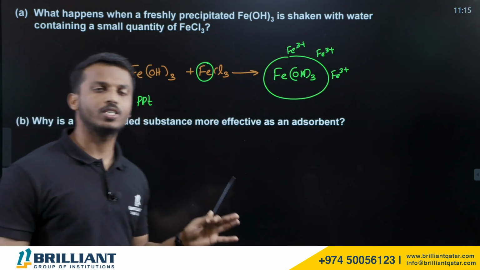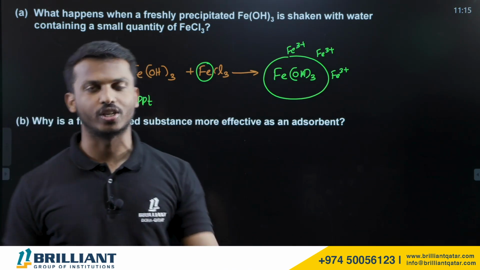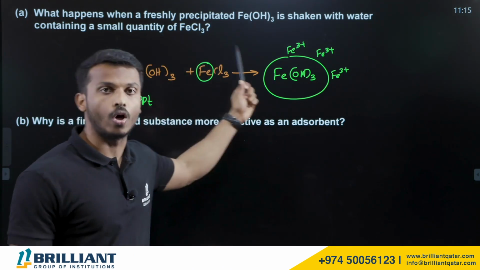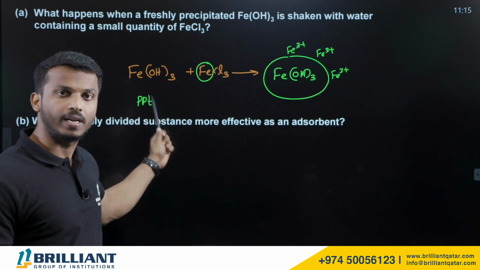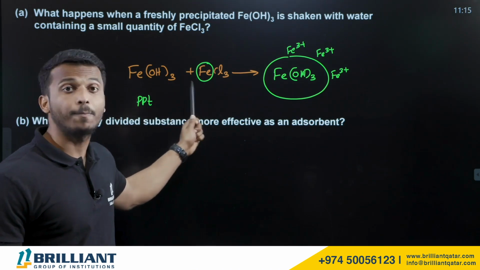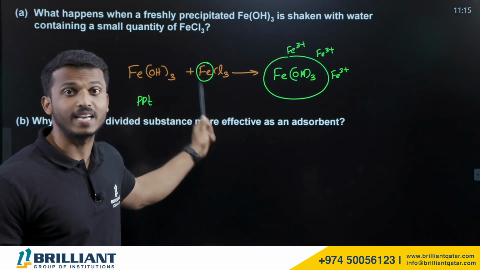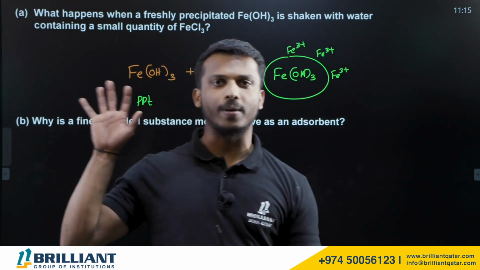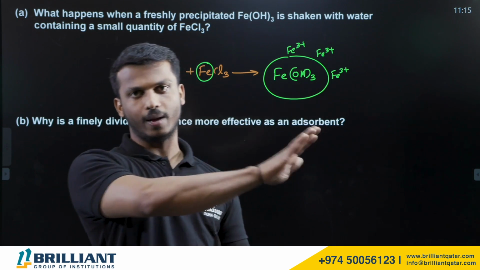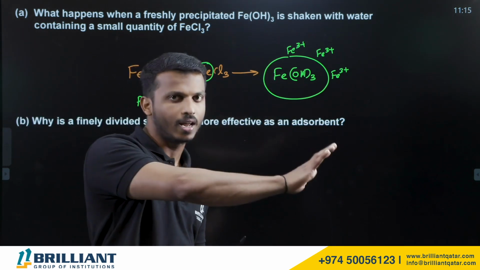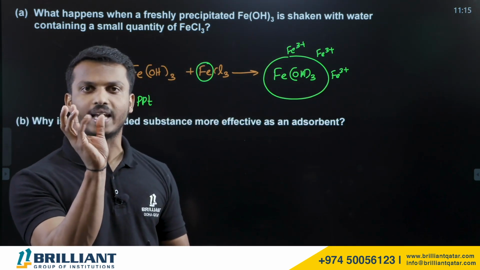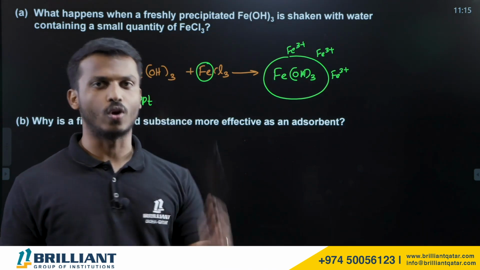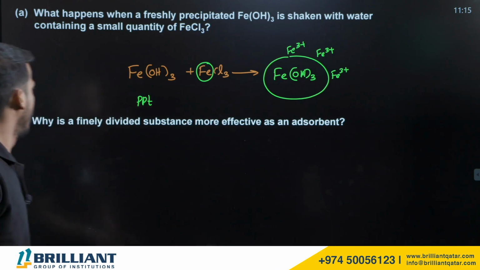Now what is this process called? It's called peptization. What is meant by peptization? It is the preparation of a colloid from a precipitate by adding a peptizing agent. The process of converting a precipitate into colloid by the addition of a peptizing agent is called peptization. It's a method of preparation of colloid. So here colloid is forming.